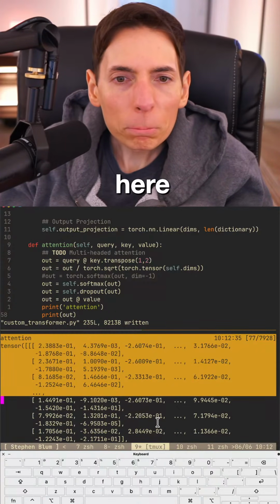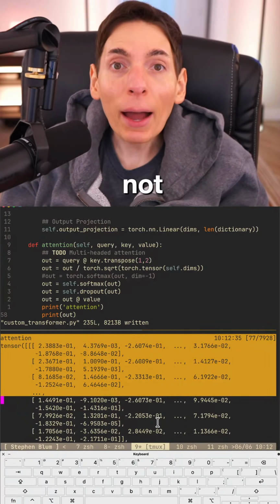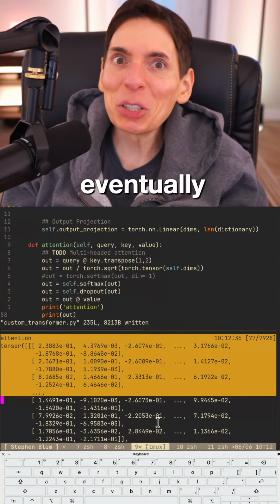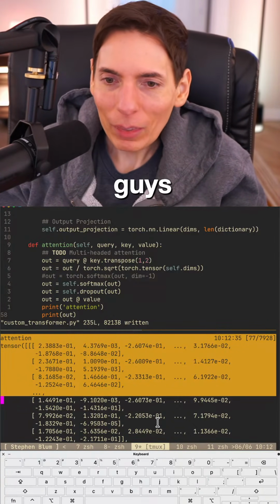Is it hard to write code? Yes, it is, until it's not. Eventually, it gets easy. It's just practice. Easy practice, you guys.